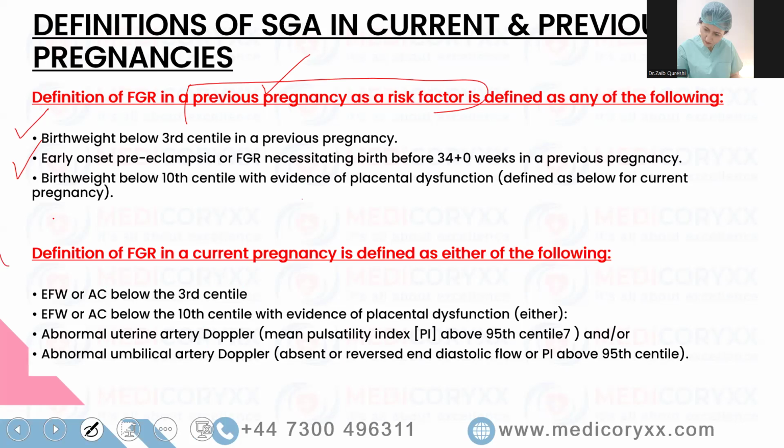All right. Then in the current pregnancy, in today's pregnancy, how are you going to define FGR? Number one, estimated fetal weight or AC, abdominal circumference, below third centile, or estimated fetal weight or AC below the 10th centile with evidence of placental dysfunction, either of them. Then abnormal uterine artery Doppler, pulsatility index above 95th centile, and or abnormal umbilical artery Doppler. We are going to talk about Doppler in a bit. So absent or reverse end diastolic flow or pulsatility index above 95th centile.